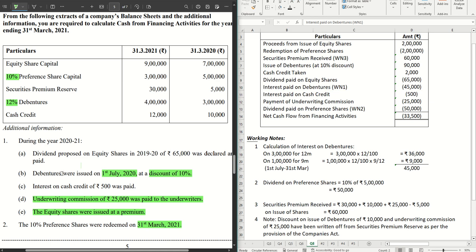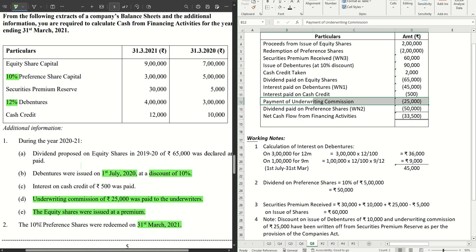Okay, point B is done. Point C, interest on cash credit, 500 was paid. Straightforward है, just interest paid on cash credit as an outflow 500. Okay, underwriting commission भी pay हुआ है 25,000, so that will come as the next item, payment of underwriting commission 25,000. Okay, the equity shares were issued at a premium. We have done this already. 60,000 premium we have taken.